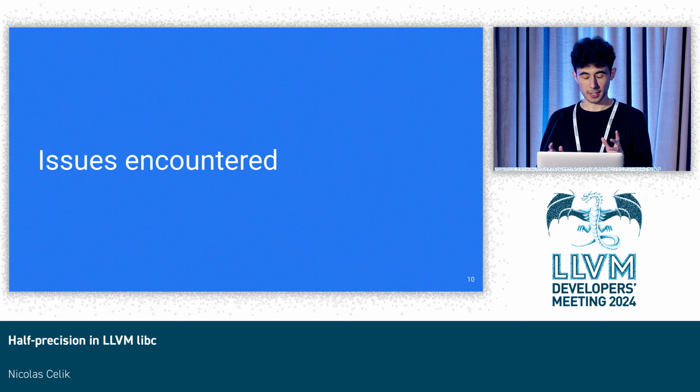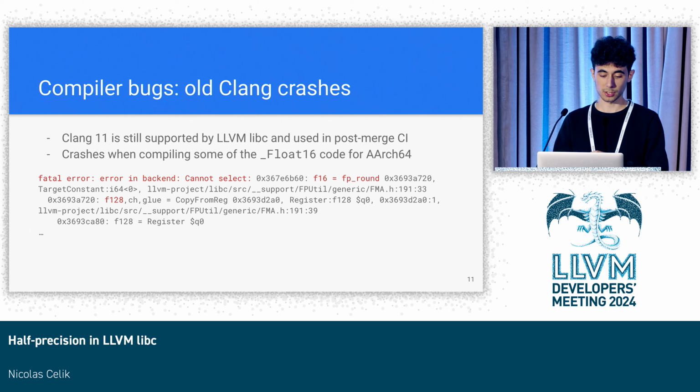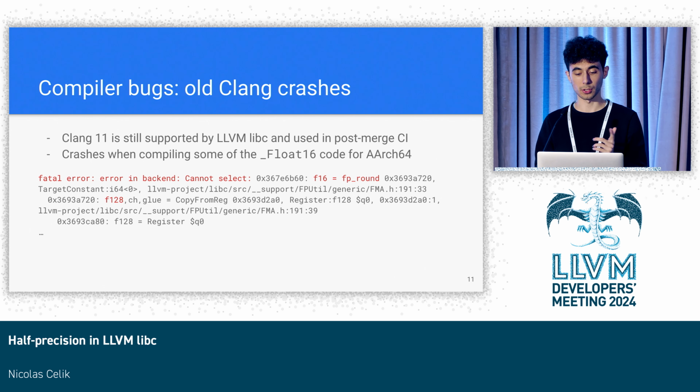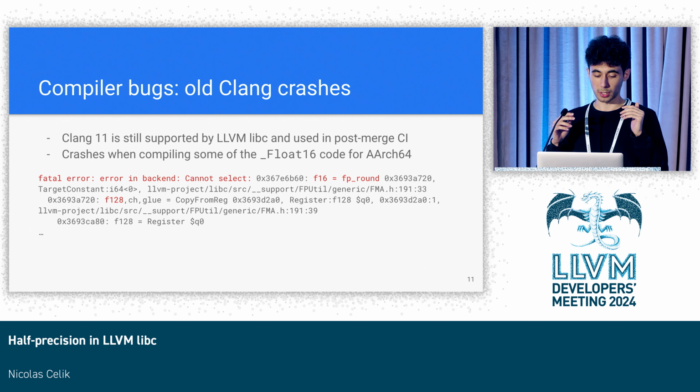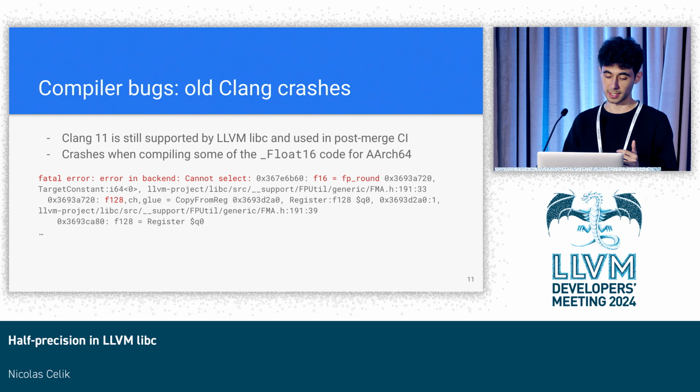Now here are the issues that we've encountered. We've encountered quite a few actually. We ran into compiler bugs, even crashes, because on the LLVM libc website we still state that we support Clang 11, and we do really use it in some of our post-merge CI, but when we give that old version of Clang some of our float16 code and ask it to compile it for AArch64, it crashes. You can see here, instruction selection failed.